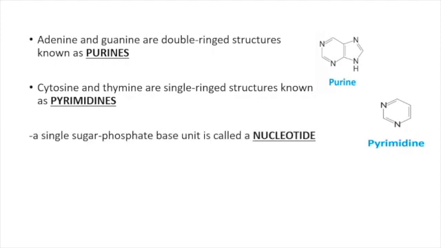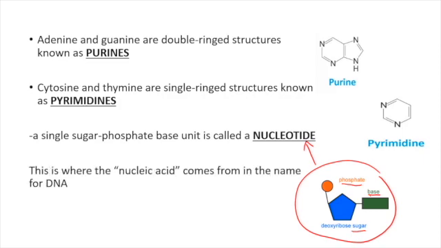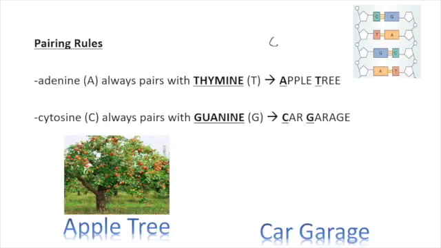A single sugar phosphate base unit is called a nucleotide. So that means 1 sugar plus 1 phosphate plus 1 base. All of those things together make a nucleotide. That is where the nucleic acid comes from in the name for DNA. So it's not so much that it's in the nucleus, but that it's made of nucleotides. So that's our nucleus aspect.